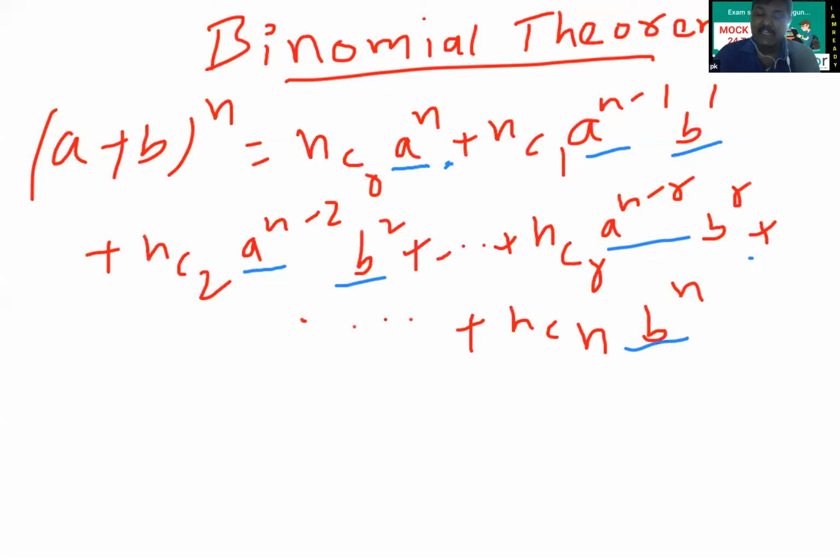Power of first term decreasing: A^n, A^(n-1), A^(n-2), and so on, A^0. Power of second term increasing: B^0, B^1, B^2, B^3, and so on, B^n. This is the formula of binomial theorem.